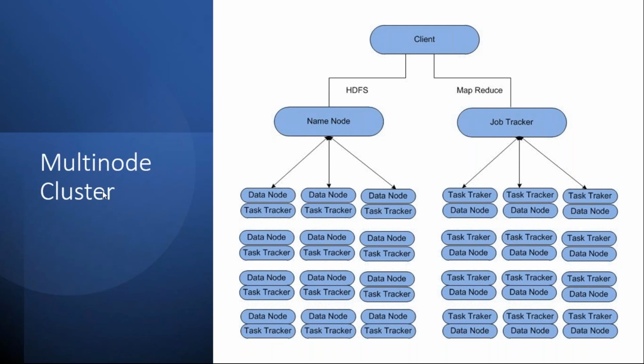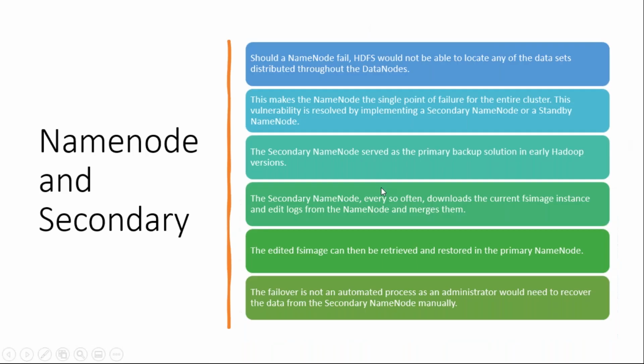So here, in the multi-node cluster, we have a client, name node, data node, and job tracker, task trackers. This is how the multi-node cluster looks internally. We have already discussed what is name node, what is secondary name node. Just for your reading, I gave these points.